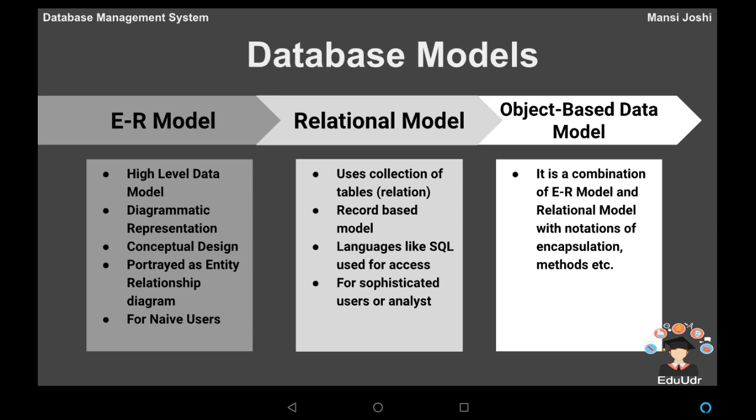Second is the relational model. It uses a collection of tables to represent both data and relationship among them. Each table has multiple rows and columns. It is the most widely used data model. Query languages like SQL are used for retrieval of data.